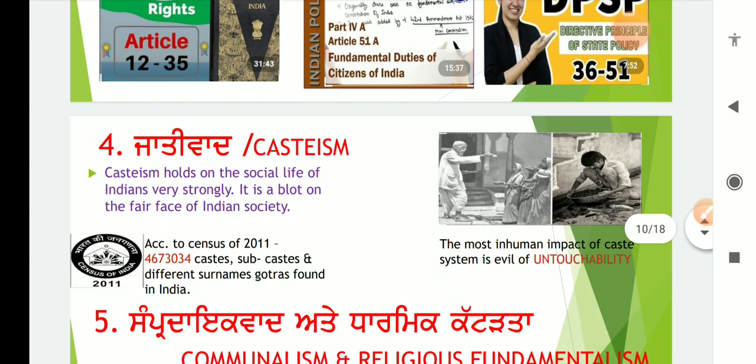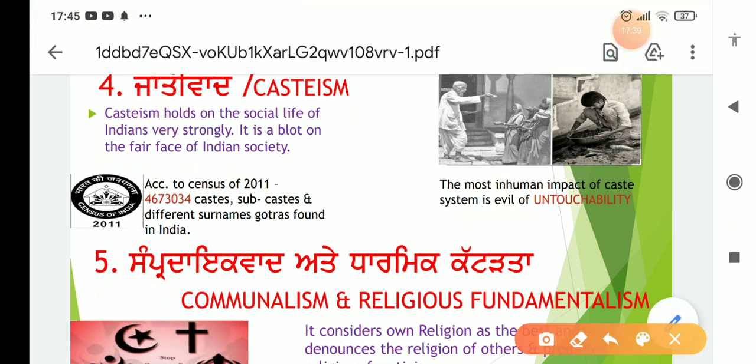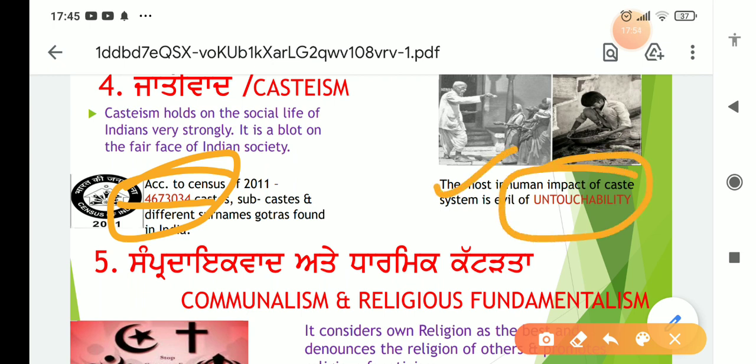Moving further, Jativad, casteism. Casteism has a very strong hold on the social life of Indians. It is a blot, dhabba hai, on the fair face of Indian society. According to census 2011, there are a number of castes, subcastes, and different surnames and gotras found in India. See here. This is in lakhs, right? And the most inhuman impact of the caste system is untouchability. Still, untouchability is practiced in some parts of the country, so that is inhuman.